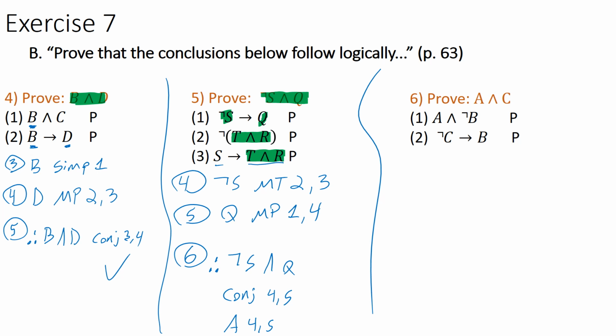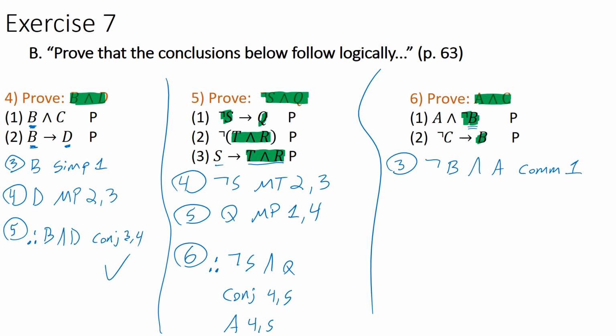For 6, we want to prove the conjunction A and C. Okay, so we have a conjunction and a conditional there. We have a B here that's negated, and we have a B there. So we're going to want to get that B out of that conjunction. For line 3, depends on the textbook. Sometimes you would actually have to do the commutative rule first. You would have to say not B and A by the commutative rule with line 1.